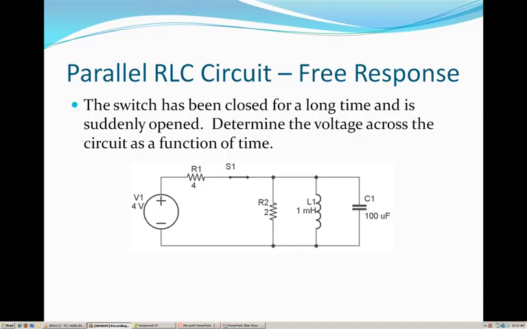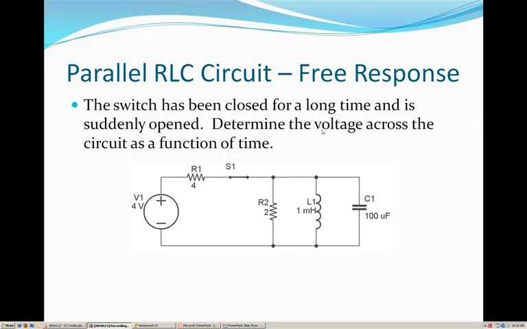We're now going to look at the free response of a parallel RLC circuit. In this circuit, we have the resistor, inductor, and capacitor attached to a voltage supply through a 4 ohm resistor, and it's been attached this way for a long period of time. Then at some instant, we're going to open up this switch and see what happens to the system.